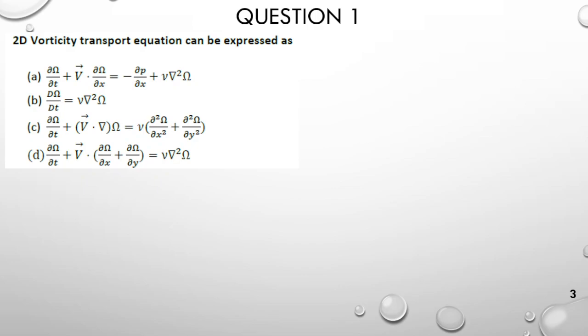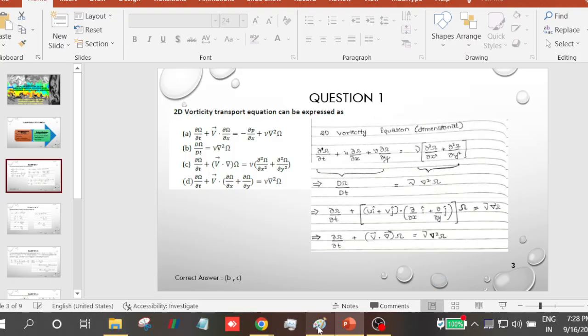Okay, so the 2D vorticity transport equation can be expressed as which of the following options? Option number C. Are there any other possibilities? One of you is telling option number C. Okay, so let us see how the equations are from the beginning.